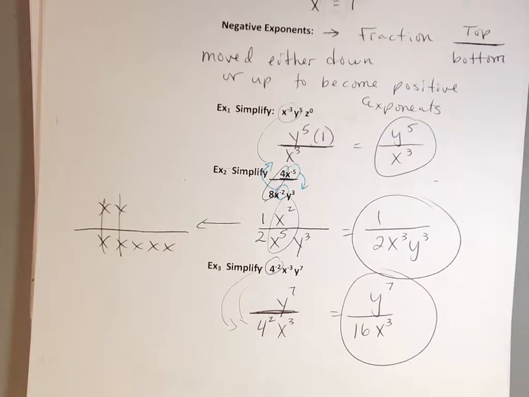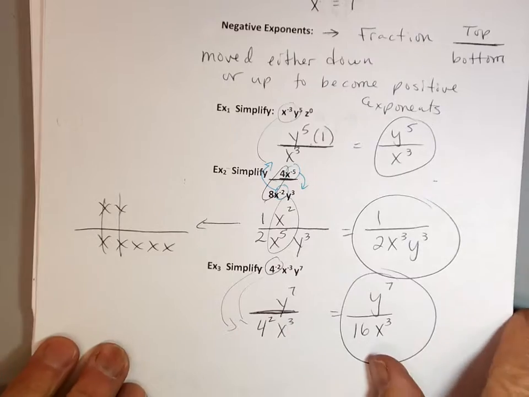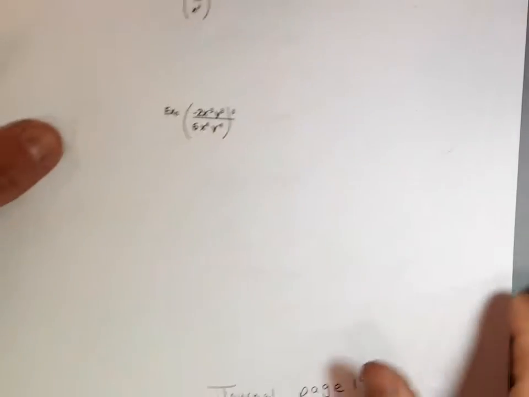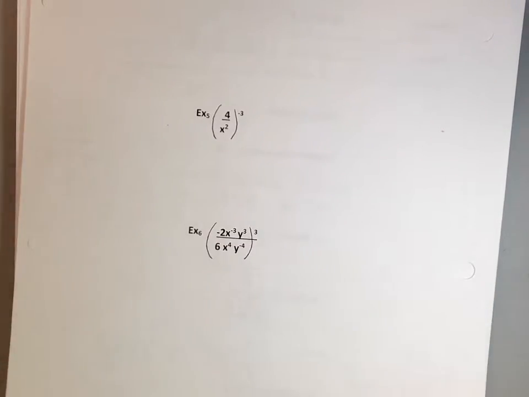It's really not that bad. It looks weird, doesn't it? This negative x, but it's really pretty simple, okay? Ready to turn the page? Okay, turn the page. Now, example 5 is kind of weird.